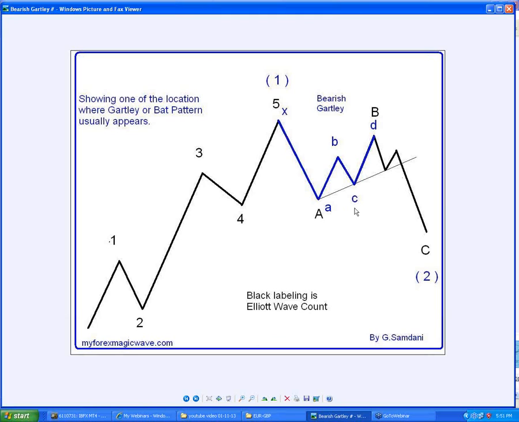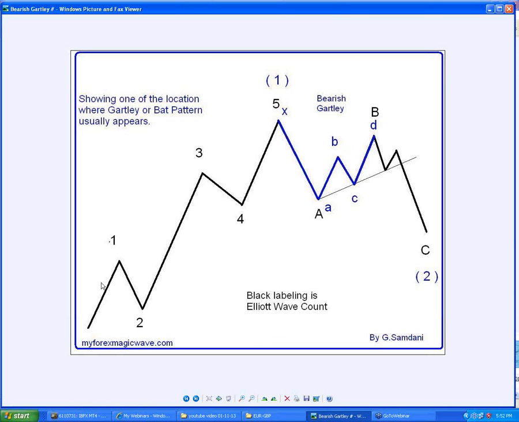But whatever, this is the shape. Harmonically, it is all calculated. It makes a small Gartley or Bat. Gartley is 61 and 78.6, and then for the Bat, the first pullback is 50 or 38, and then the second is 88.6. Right, so that's the only difference.